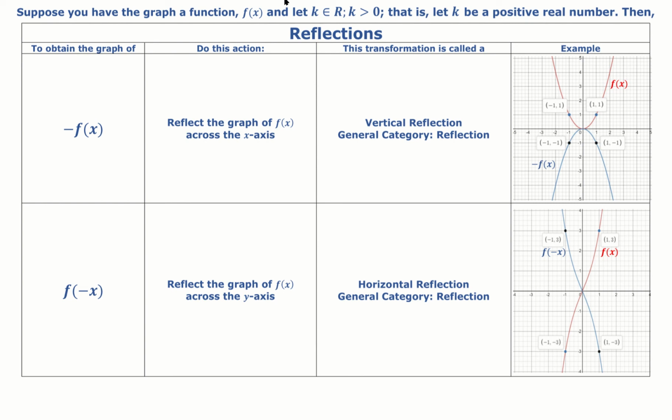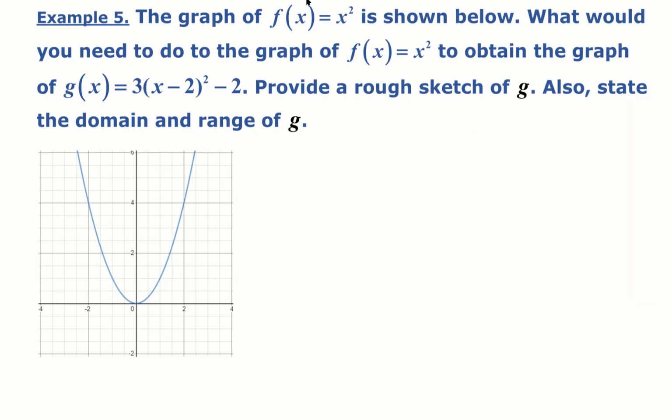And that's basically it. Those are all the major types of transformations we're going to be trying out. So let's try those on an actual function. So here we have the graph of f of x equals x squared. We've seen this before. What would you need to do to the graph of f of x equals x squared to obtain the graph of this function? 3 times (x minus 2) squared minus 2.